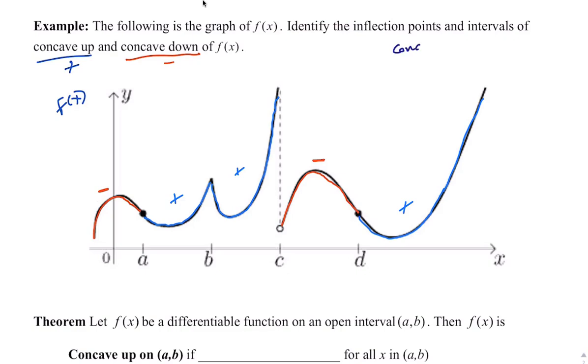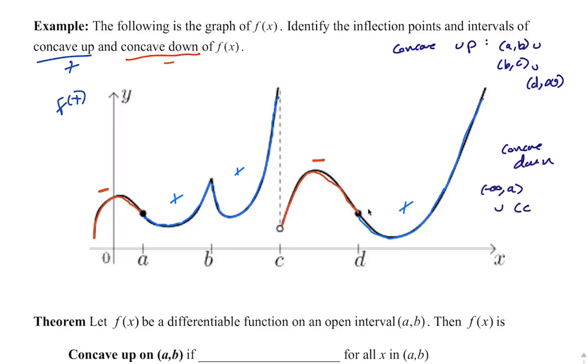So it's concave up on all the plus signs, from a to b, and then from b to c, and then finally from d to infinity. It was concave down on all the red signs, so from negative infinity, I guess arrows at the end, to a, and then from c to d. Like that. So concave up, concave down.